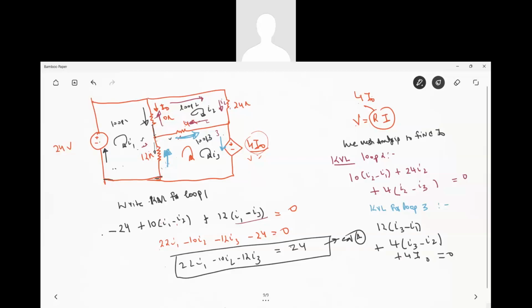I1 minus I2 is also I, okay, 4 I naught. Take. You wrote all these values, correct?